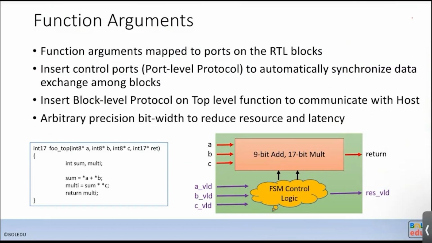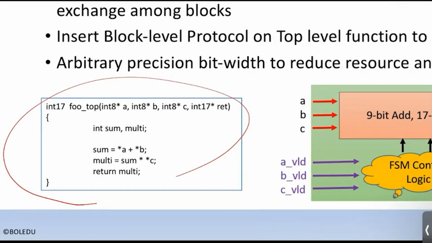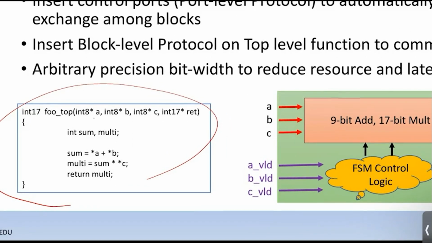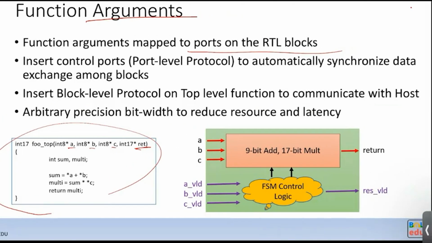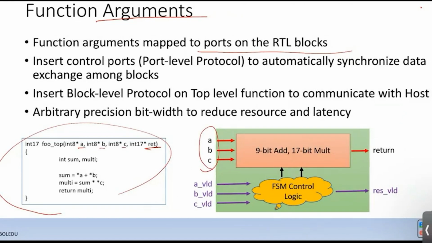So let's next talk about the function argument. The function arguments are mapped to the ports in the RTL block. For this example, we see they have A, B, C inputs and an output return. You will generate the data ports A, B, C. But if you look at the interface after synthesis, you will see other control signals come in.